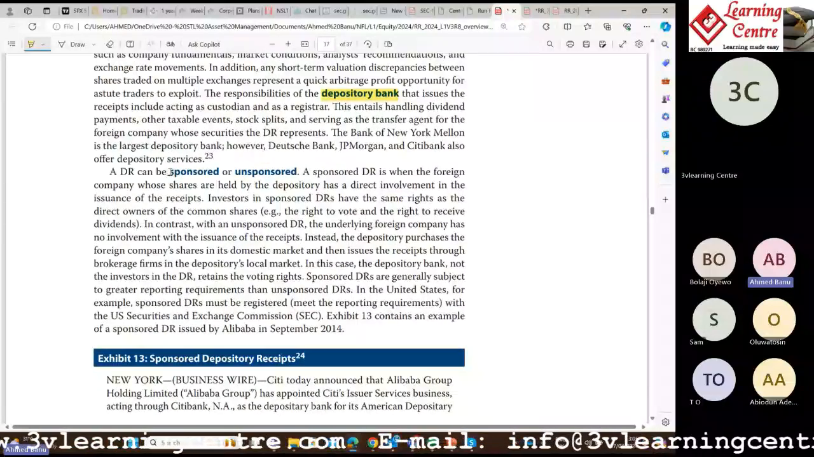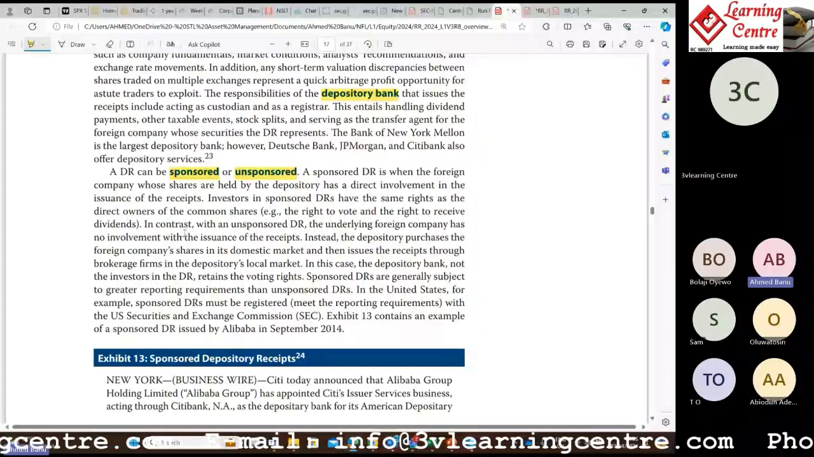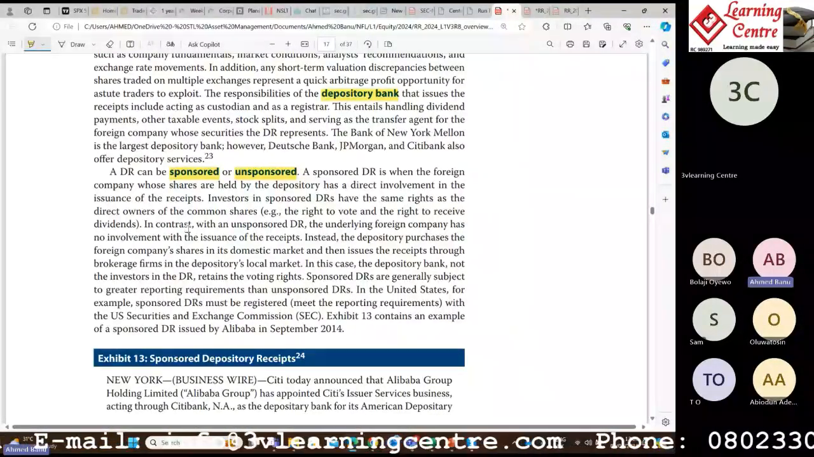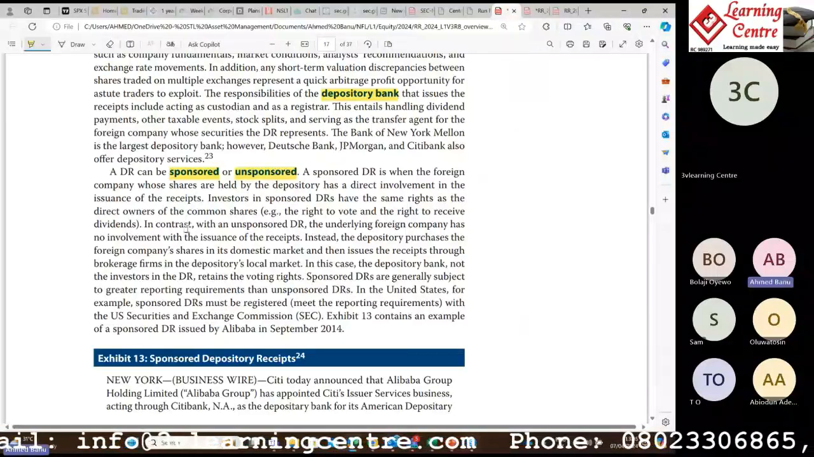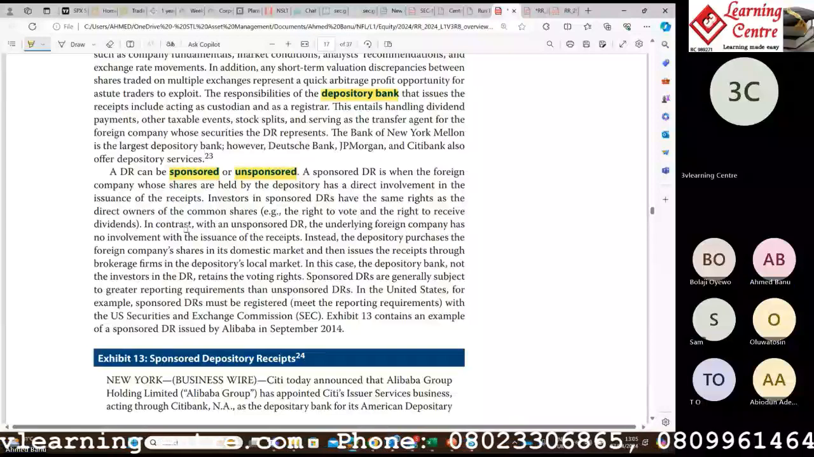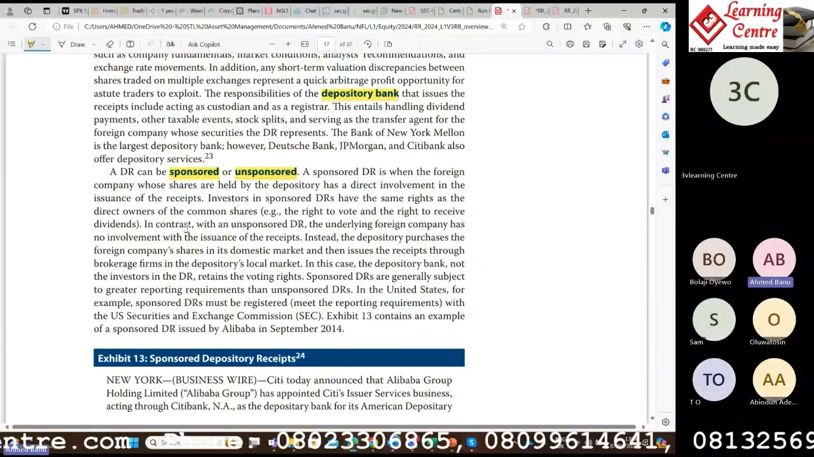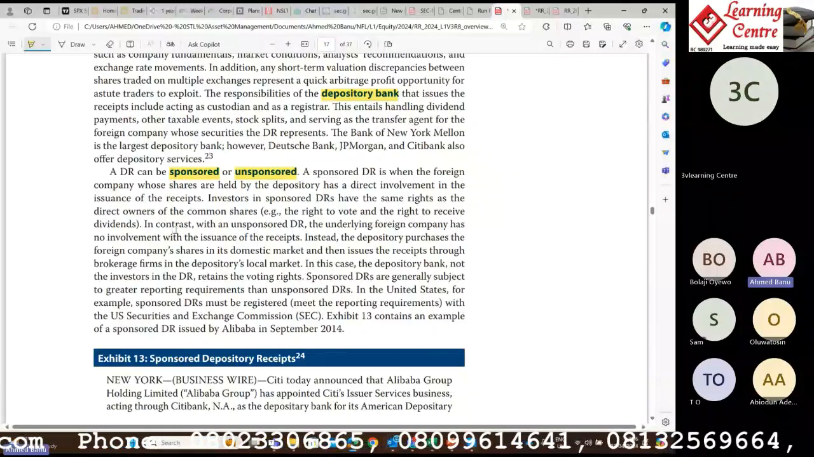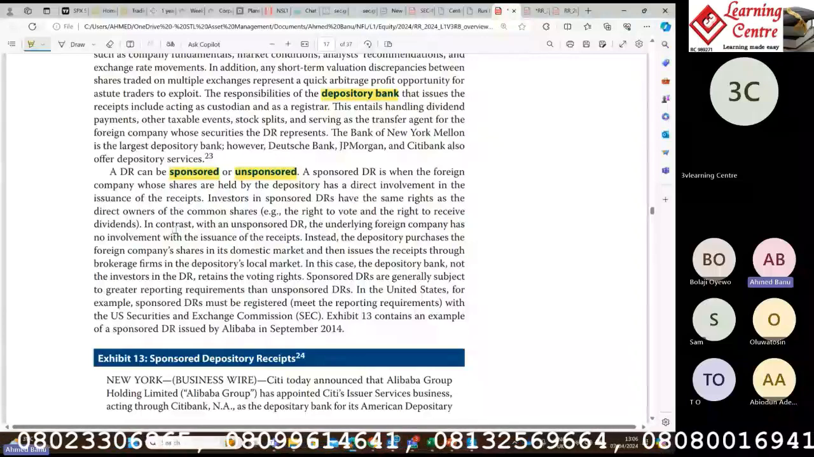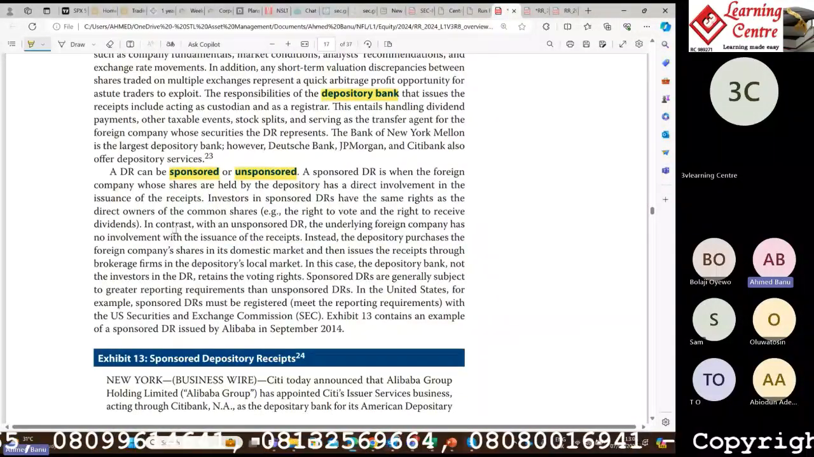Now, we have what we call sponsored and unsponsored depository receipts. A sponsored depository receipt is if the company, the issuer of those shares, is in support or is the entity that drove the existence of the receipt. So a typical example, like I said, is GTB. GTB were the ones that decided to do their depository receipts in London. So it's a sponsored DR.